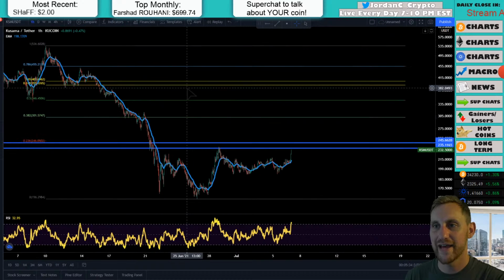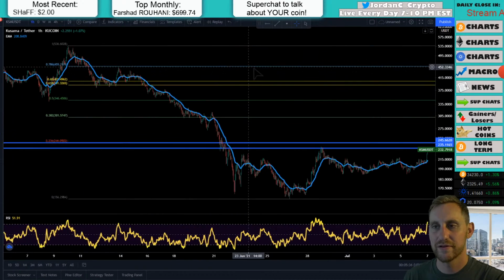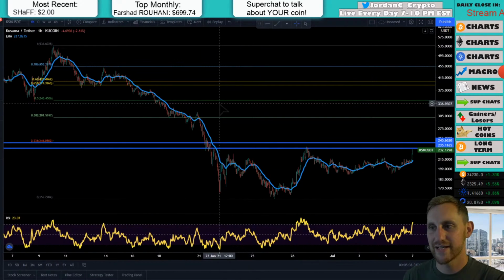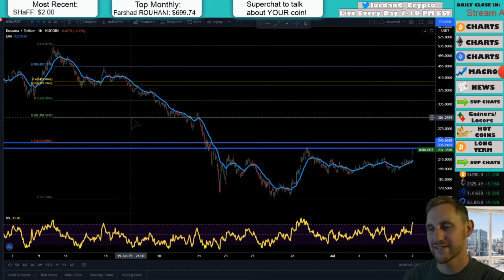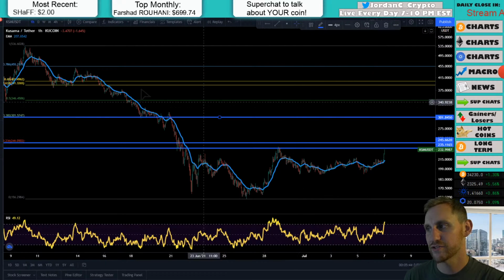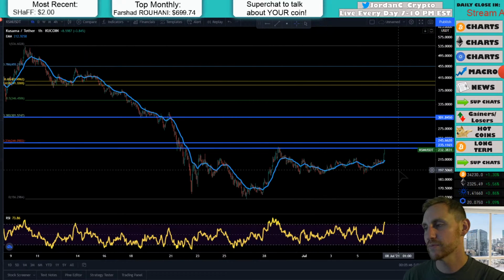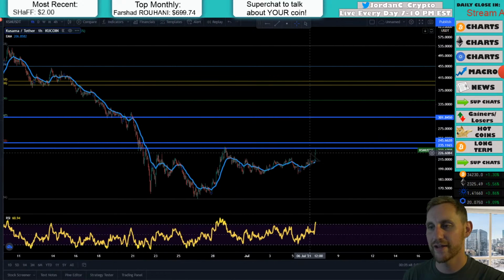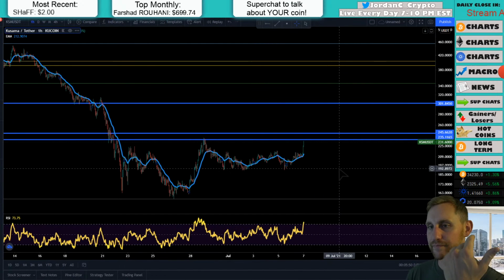If you break that, just looking up, I think some of these fib levels make a lot of sense. The 382 makes a lot of sense there. So look for, I'll put a level here as resistance, 301.85. Those are probably your next three resistances to look out for overall for Kusama.